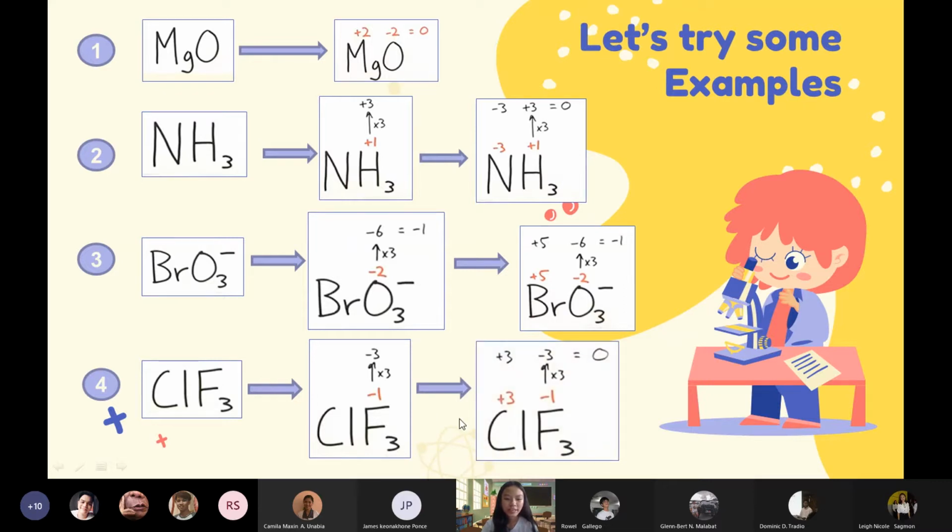And the rule for halogens is that it is usually negative 1, but not always. It can be positive with oxygen, and it could also be positive with another halogen, because there are times that halogens combine with other halogens. And this is not a polyatomic ion. This is a neutral compound. As you can see, it does not have any sign. So it should equate to 0. That's it.